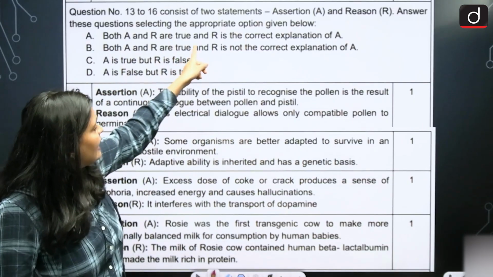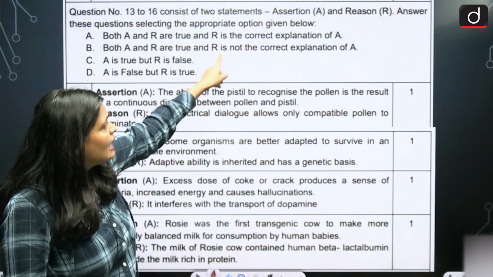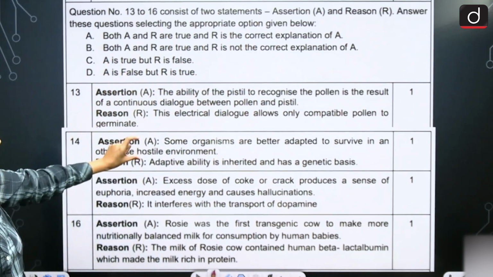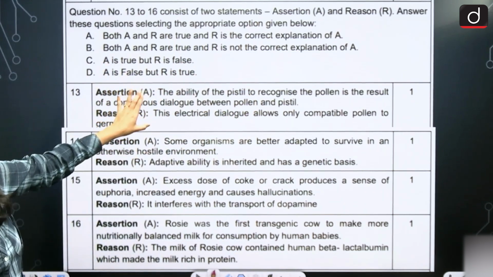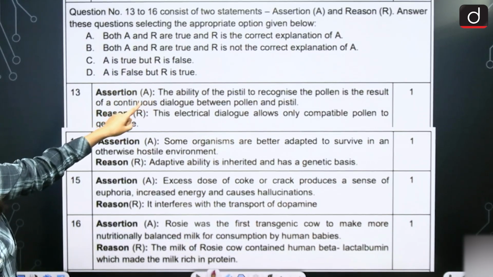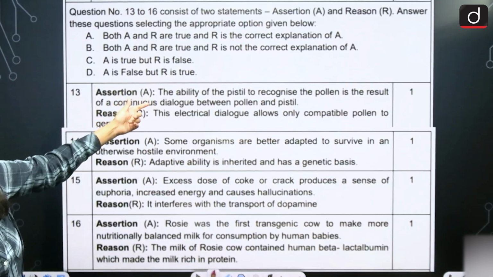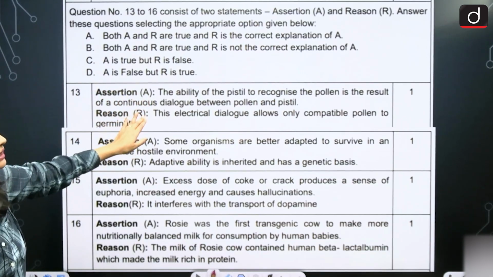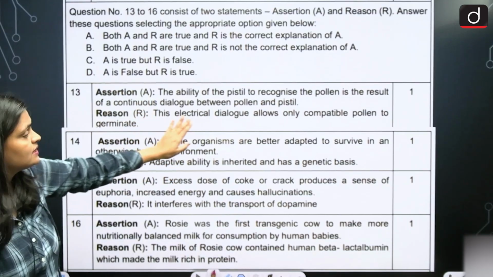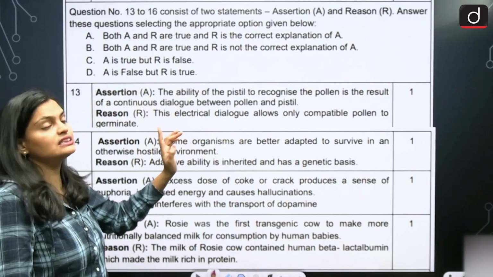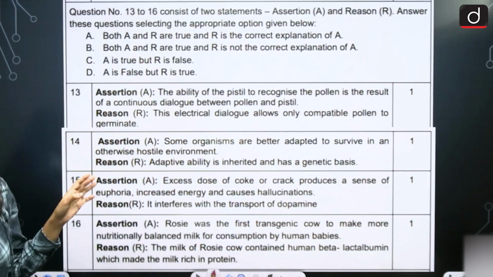So both A and R statements are true, and R is the correct explanation of A. Second is both A and R are true, but R is not an explanation of A. Statements both correct hain, but R is not an explanation of A. Then A is true, assertion is true, but reason is completely false. So this statement is completely false. A is false, assertion is false, reason is true. So like this you have to answer.